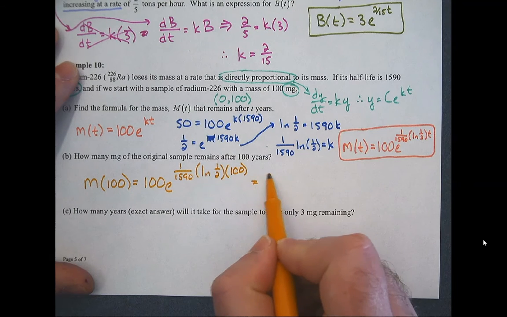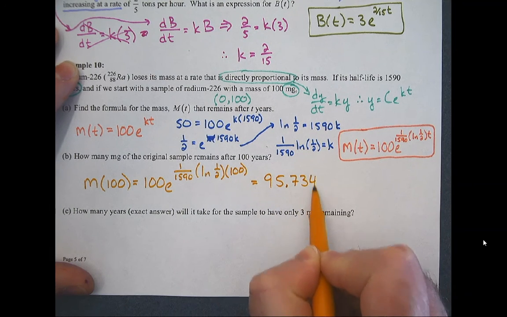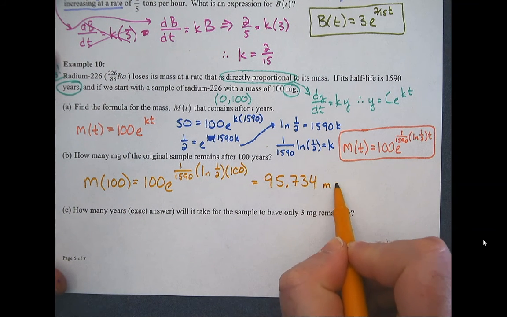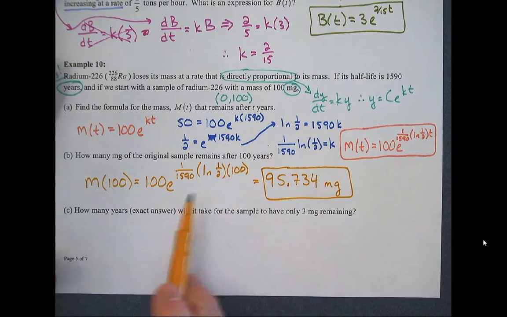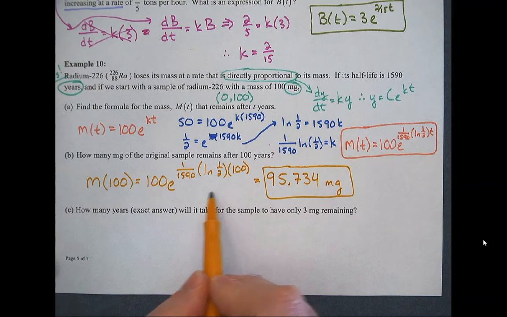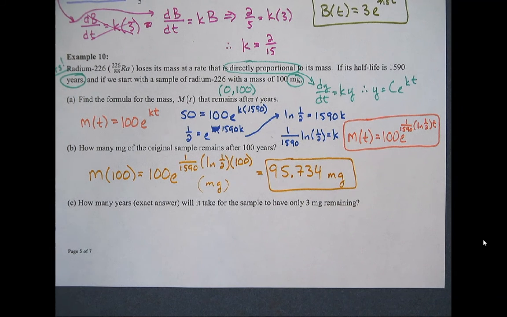I got 95.734. Do you have units here? Yes, this is milligrams. Don't forget your units because this is an actual amount. By the way, if this is a free response, you could just stop here, but you would still need to write milligrams after that. So you don't have to clean it up if it's free response, especially this one. You're not going to use that answer again, so there's really no reason to waste your time cleaning that up.